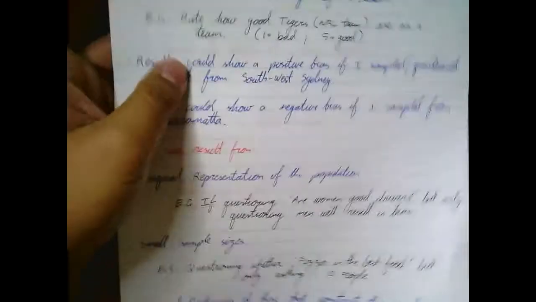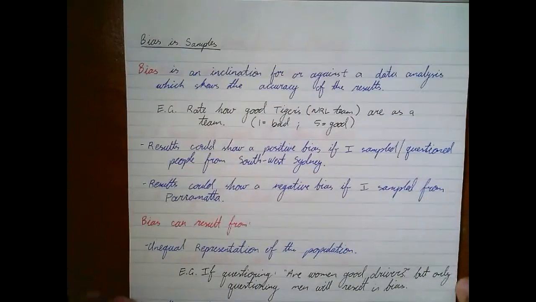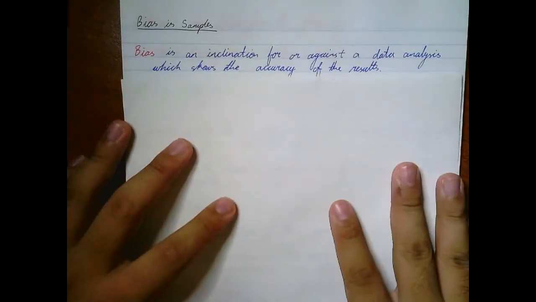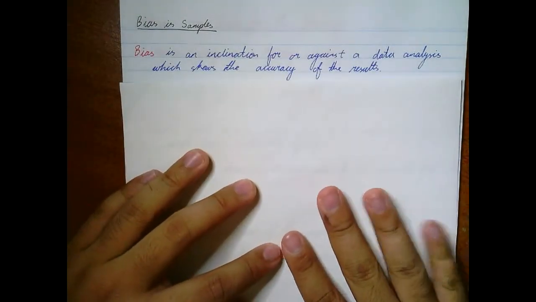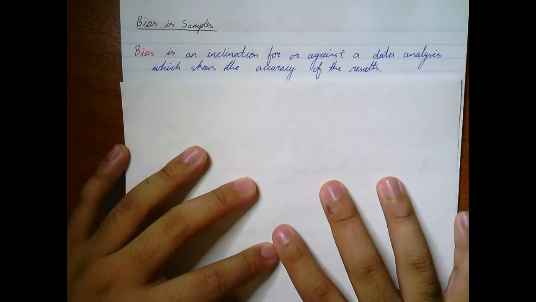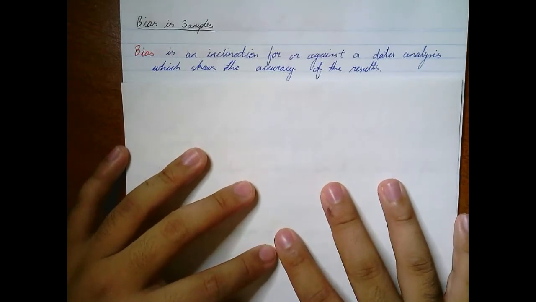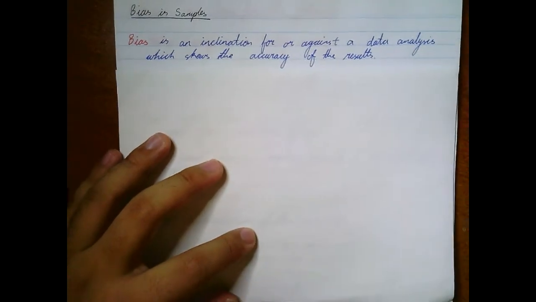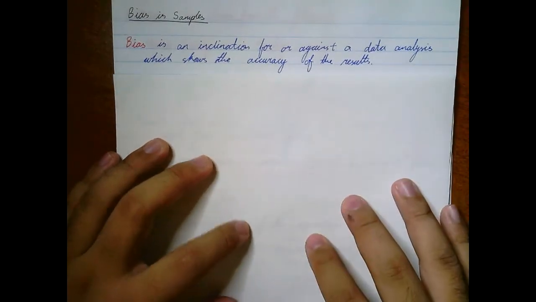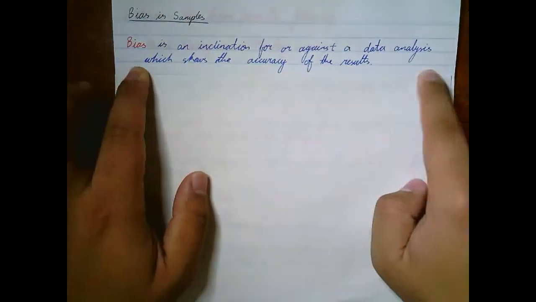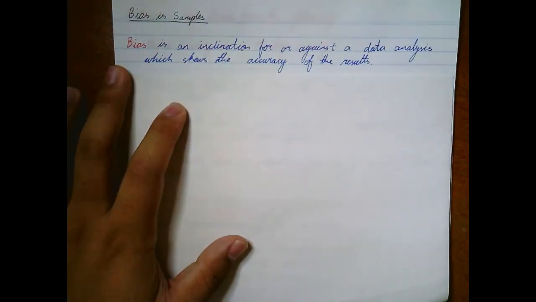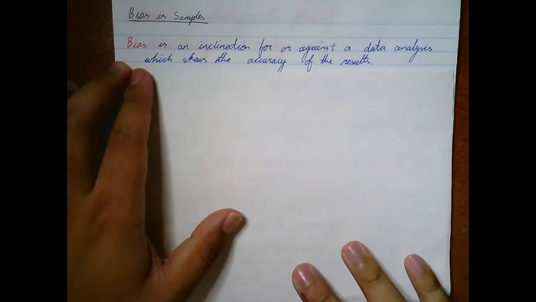Okay, moving on. So we're looking into bias in samples. Okay, so bias is an inclination for or against a data analysis which skews the accuracy of the results. So pretty much anything that may make the results go in one way or the other. Because remember, we want results to be as accurate and fair as possible.